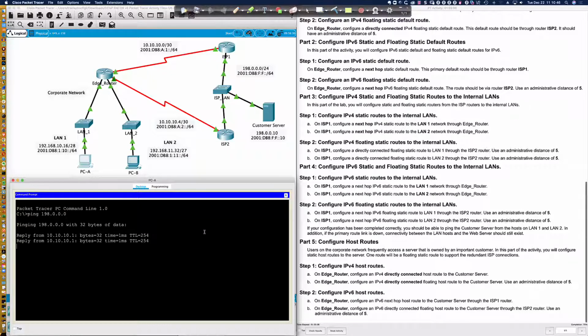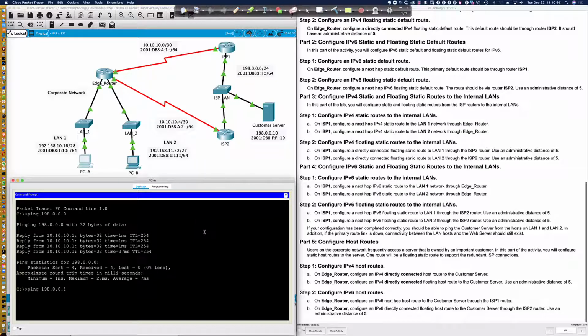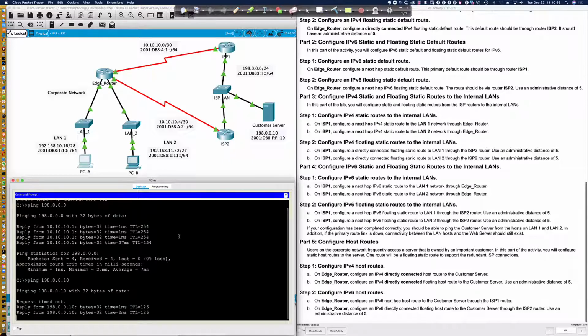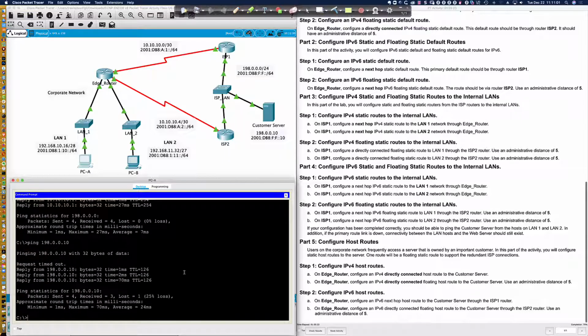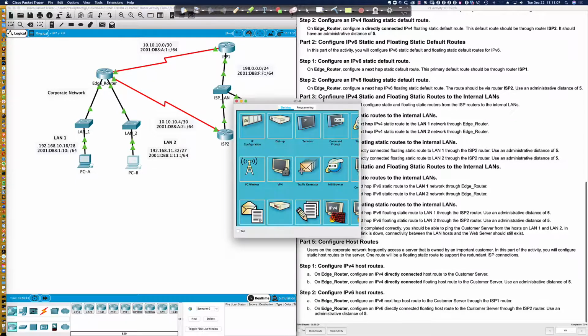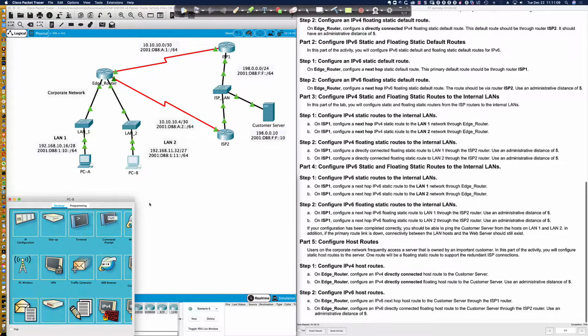198.0.0.10. And I didn't want that. I wanted to put 10. All right, and let's see if we make our way out of LAN 1 to the edge router, over to the ISP, and we do. So we've got connectivity there, but let's make sure that we check from PCB and make sure that we can get there.